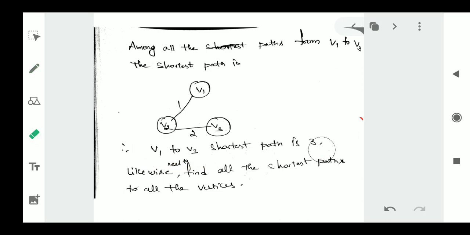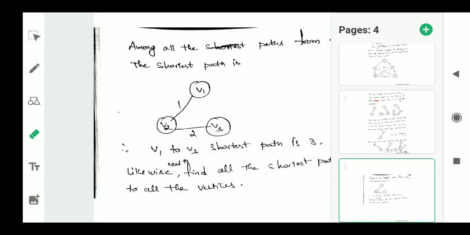Then what is the next vertex? Suppose V4 is there, you have to take the shortest path from V1 to V4 by using the same procedure. If V5 is there, you have to do the same for V5, V6. Suppose there are 10 vertices, you have to calculate the shortest path from the source vertex to all the remaining vertices. Then only you can say the process is complete. Here, the remaining process we have not done. Please proceed with the remaining process.